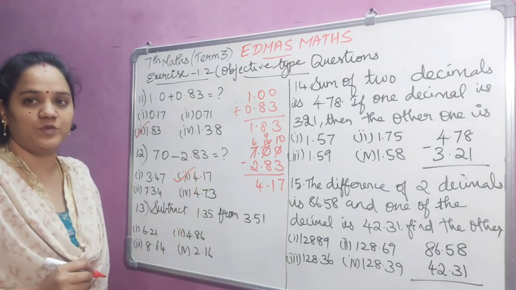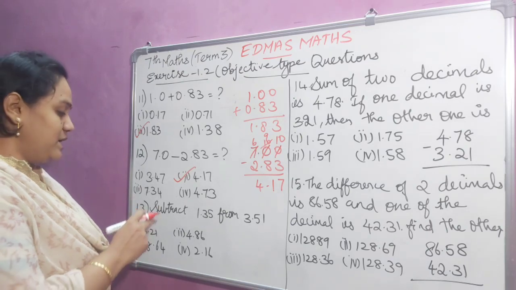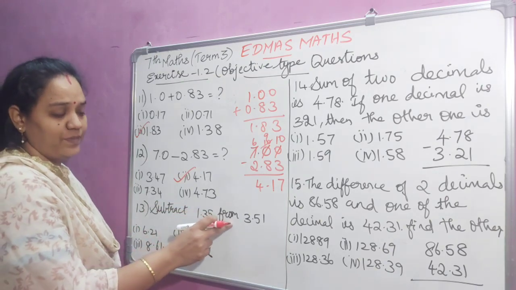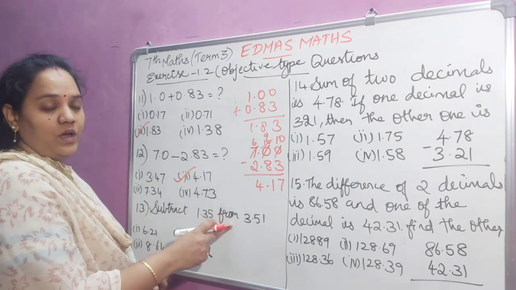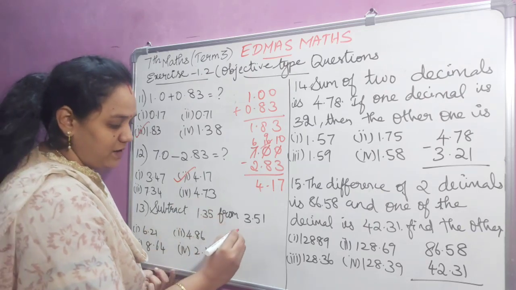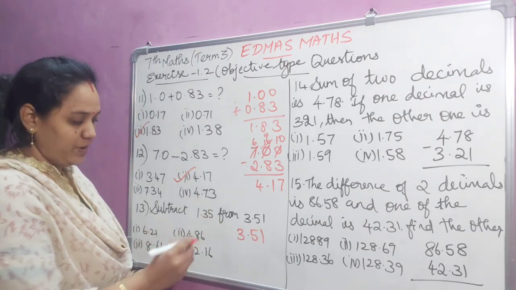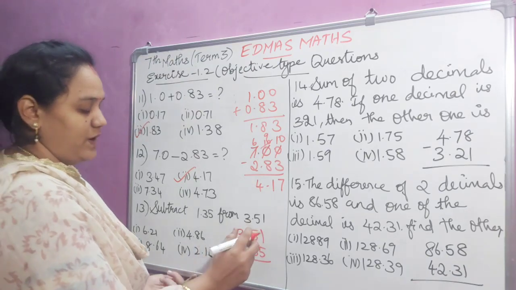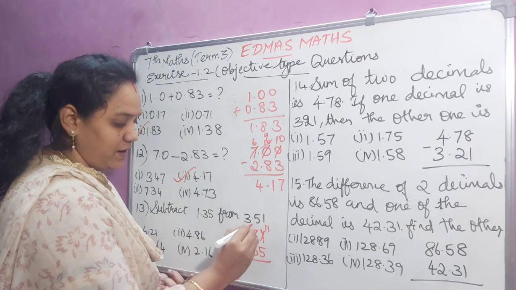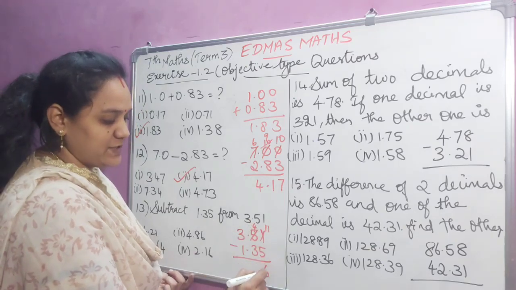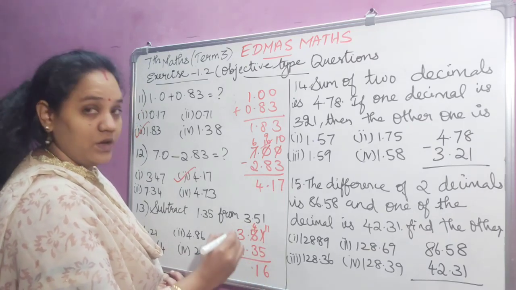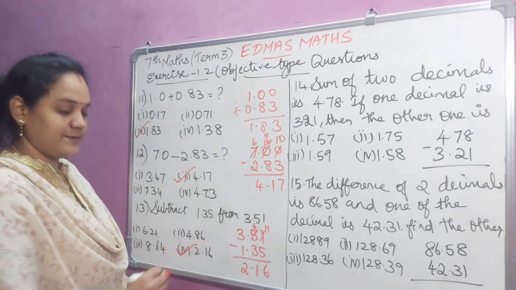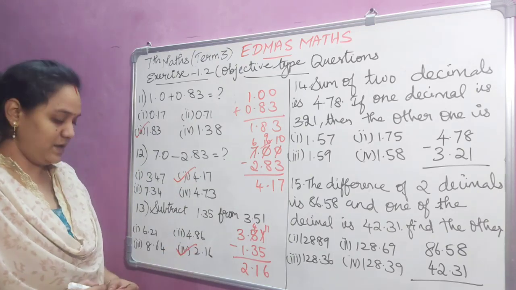That is the second option. So the 13th problem. Subtract 1.35 from 3.51. If the word from comes, it means we have to write the second number first and the first number second. So 3.51 on the top and 1.35 at the bottom, we have to subtract. So we have to borrow here. So 11 and here 4. So 11 minus 5 is 6. 4 minus 3 is 1. So 3 minus 1 is 2 here. So the answer is 2.16. The fourth option is our answer.